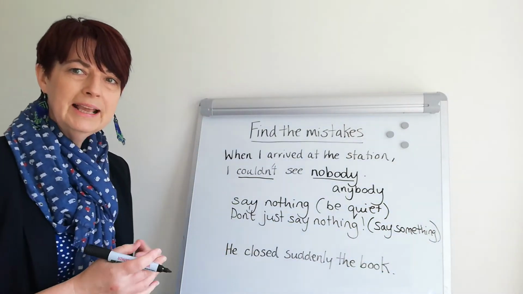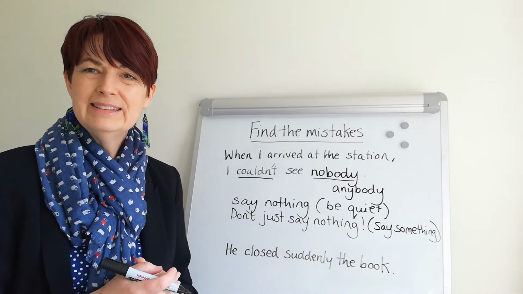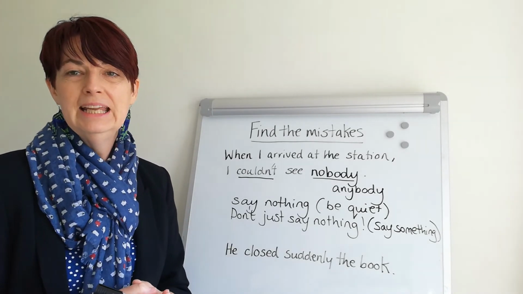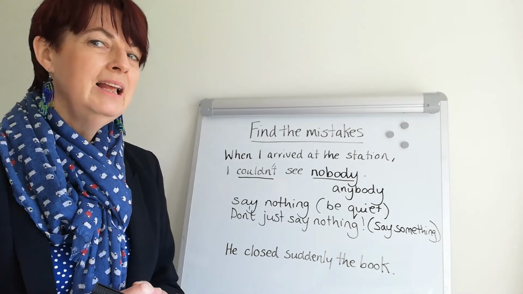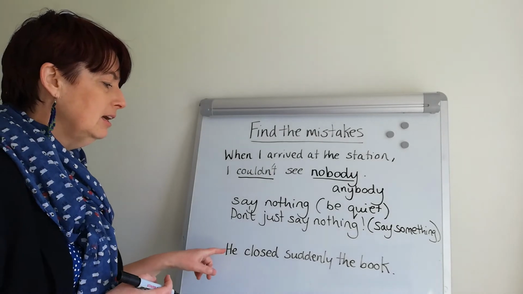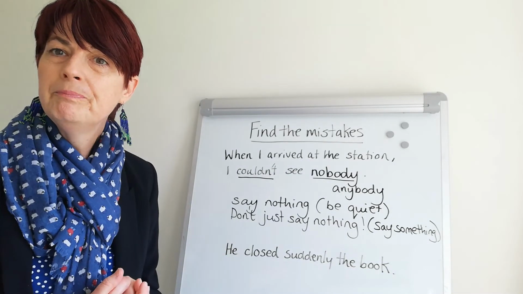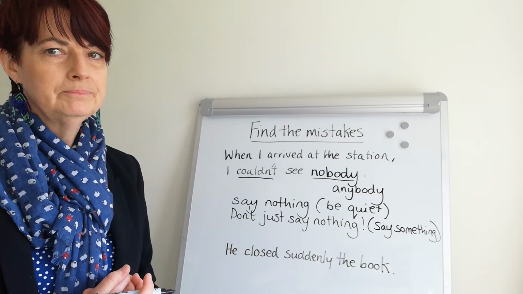So we have to be a little bit careful if we do use a double negative, because it has a positive meaning in a sentence, and so occasionally we can do it. Let's look at our second sentence. He closed suddenly the book. Can you see what's wrong with this sentence?